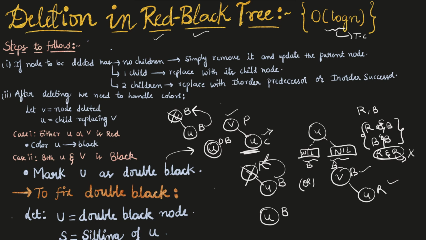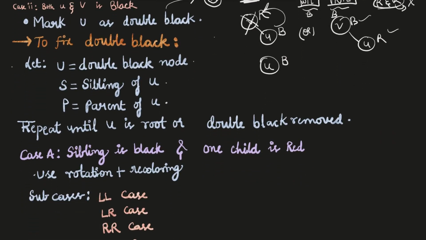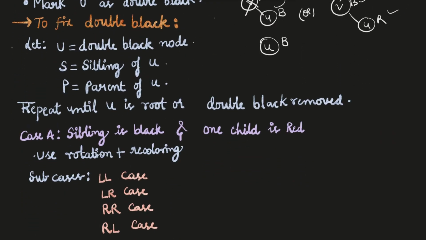Double black. So to fix this double black, let me explain it again through three different variables. U is the double black which you have formed and S is its sibling. The sibling is nothing but its brother or sister. See, this is the sibling, this is U, and its parent is this. Now we need to follow the cases to solve the double black.